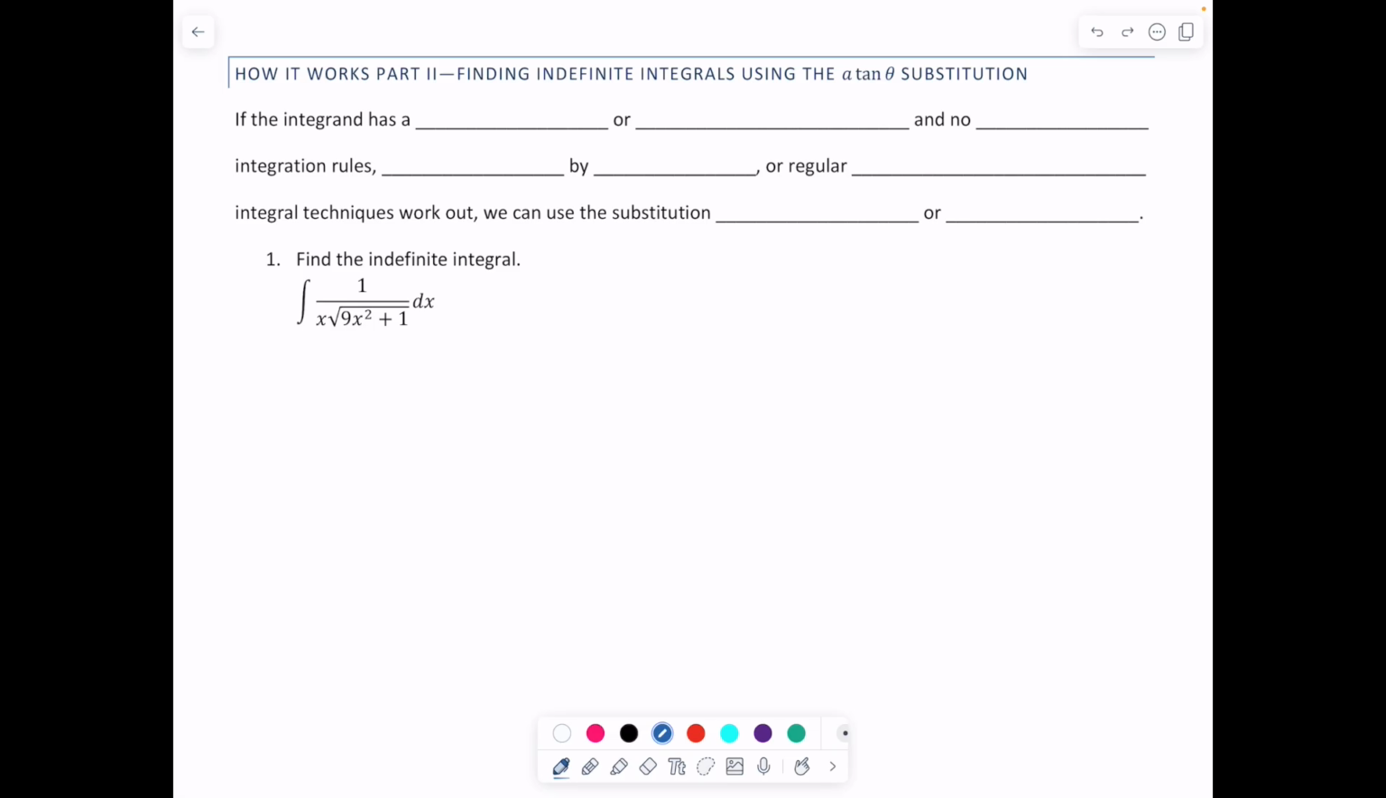If the integrand has a square root of x squared plus a squared, or square root of u squared plus a squared, where u is a function of x or whatever variable you're using, and no basic integration rules, integration by parts, or regular trigonometric integral techniques work out, we can use the substitution x equals a tangent theta or u equals a tangent theta.